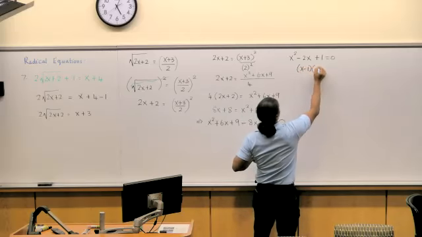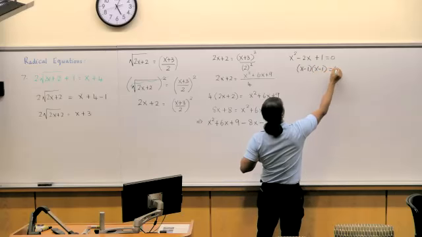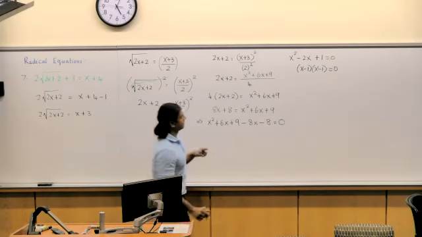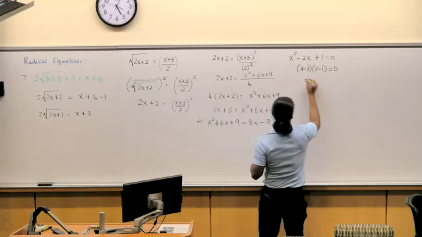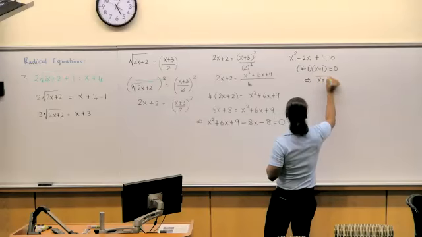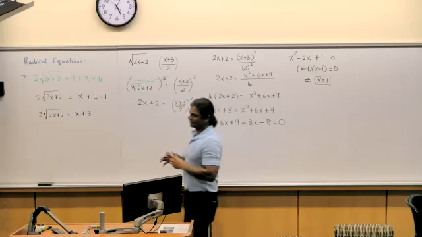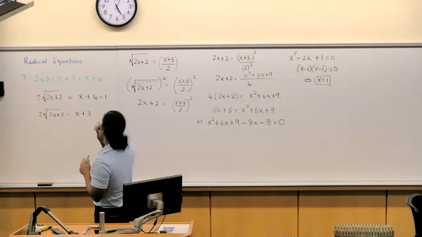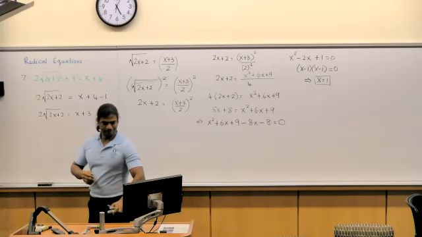X minus 1 times x minus 1 will give you x squared minus 2x plus 1. So x is 1. There is only one solution here, and it probably is going to work out just fine.